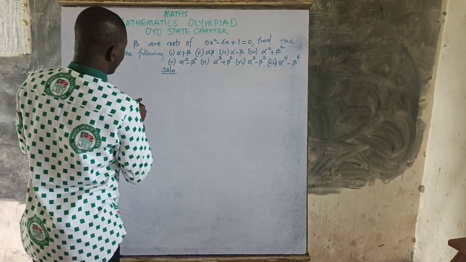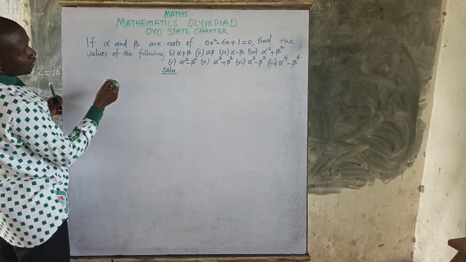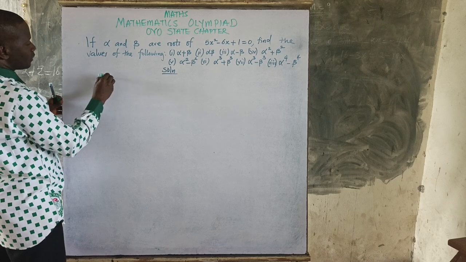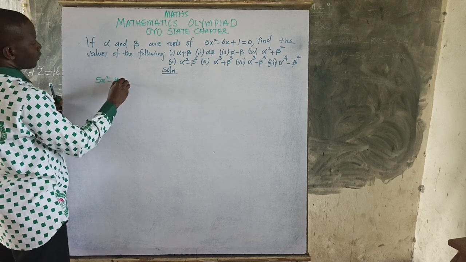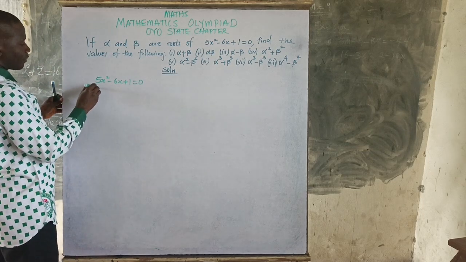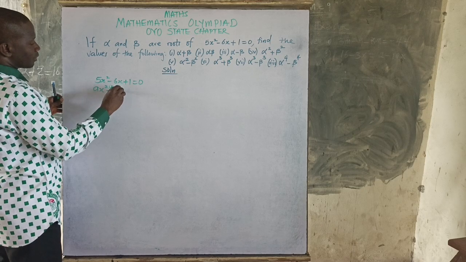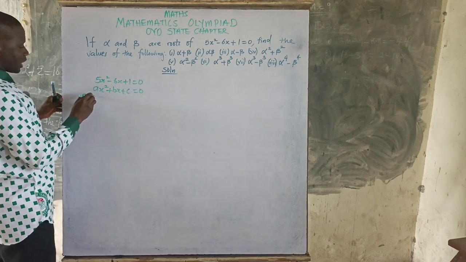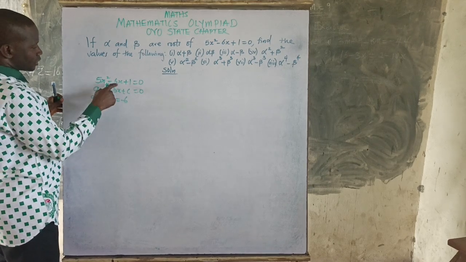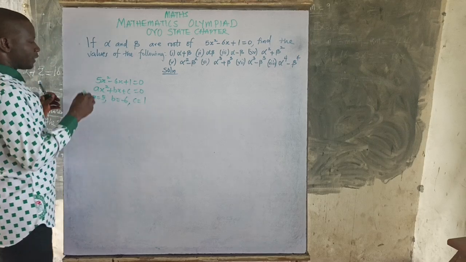Now, to solve this question, let's write out the given information from the question. We are given the quadratic equation 5x squared minus 6x plus 1 equals 0. We compare this to the general form of a quadratic equation, ax squared plus bx plus c equals 0, which implies that a equals 5, b equals minus 6, the coefficient of x, and c, the constant term, equals 1.